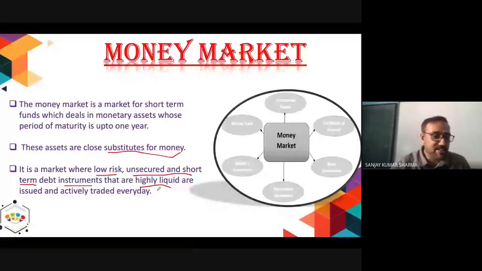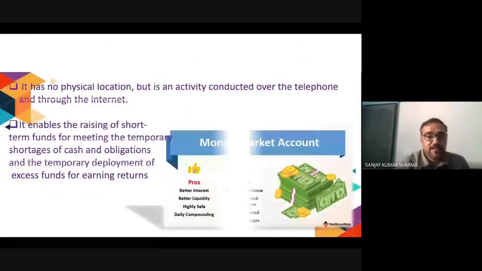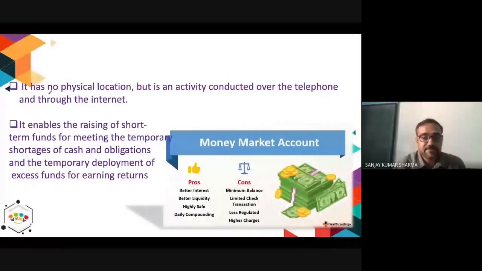This is what is being taught here. So it is highly liquid. One more thing I would ask you to write down. Short term you have written, low risk you have written, and then low transaction cost. Transaction cost भी money market में कम होता है. As well as speedy transaction. Transactions भी speedy होते हैं कैपिटल मार्केट के कंपैरिजन में. Understood? Then no physical location. I will take your question. Wait. No physical location.